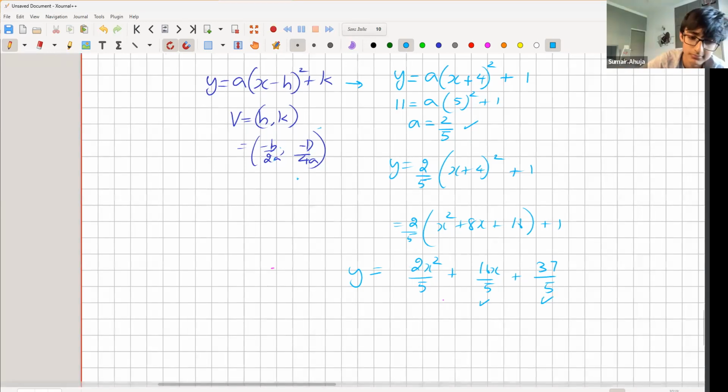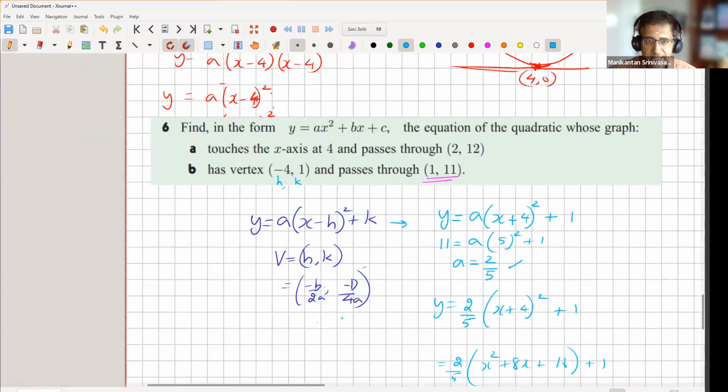One other question I'm going to ask. On the same question in 6B, the same graph passes through, let's say, (M, 11). Can you find M? Other than 1, it passes through some other point whose x coordinate is to be found out. Find M.